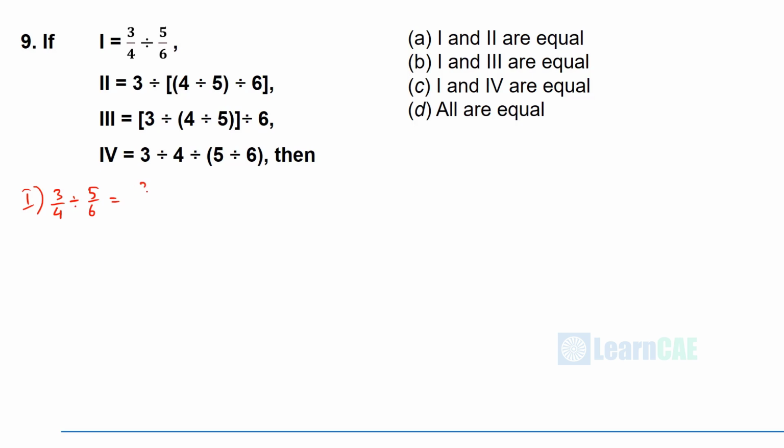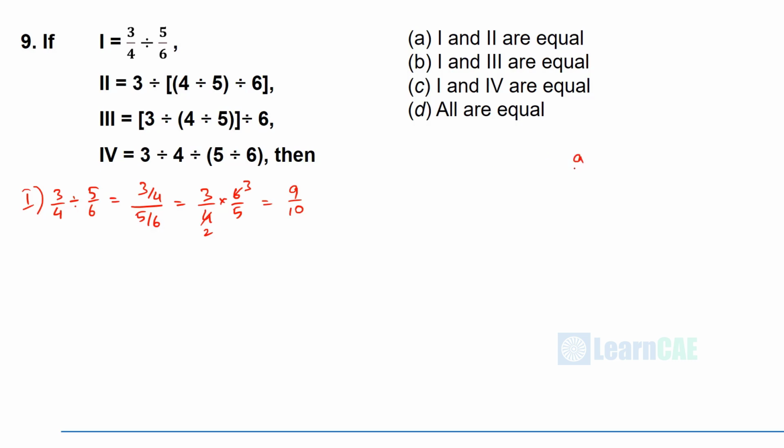This can be written as 3 by 4 divided by 5 by 6, which is 3 by 4 into 6 by 5. We can take 6 to the numerator. We can cancel by 2. This is 2 times, this is 3 times. Therefore, the first one is 9 by 10.